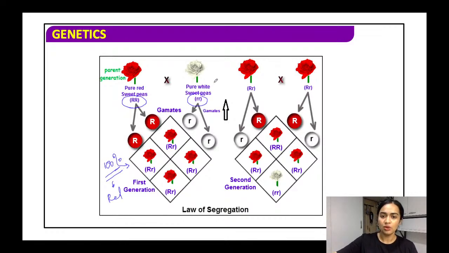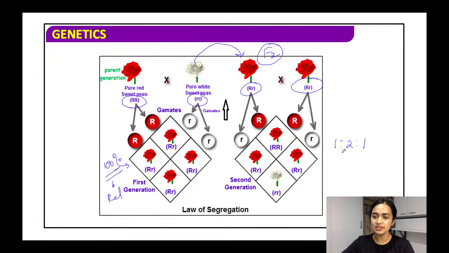All right. Now, when I move to the second generation, or the F2 generation, what I observe is that when these two heterozygous gametes are crossed together, we get a ratio of 1:2:1. This is the genotypic ratio. And the phenotypic ratio is basically 3:1. That means one white flower is observed.